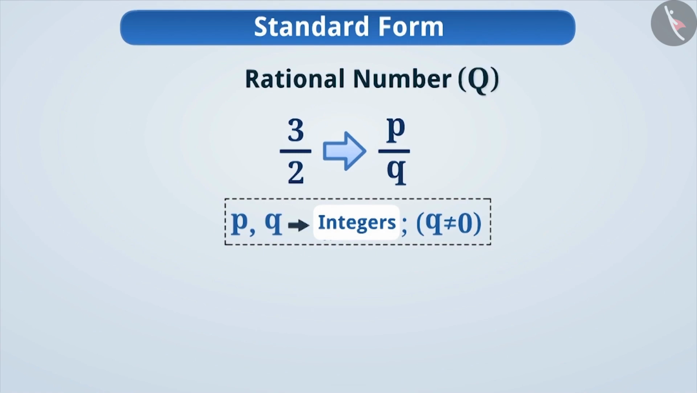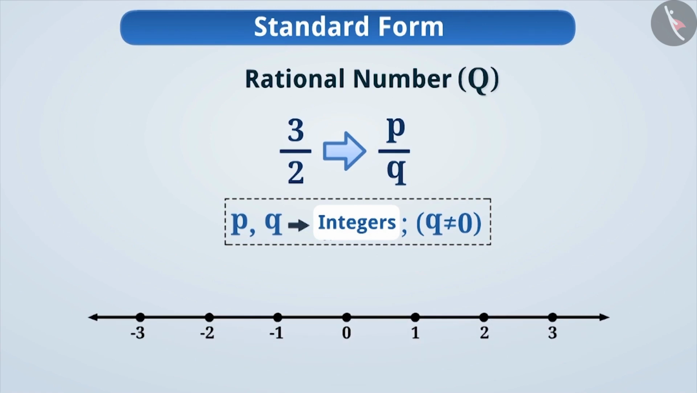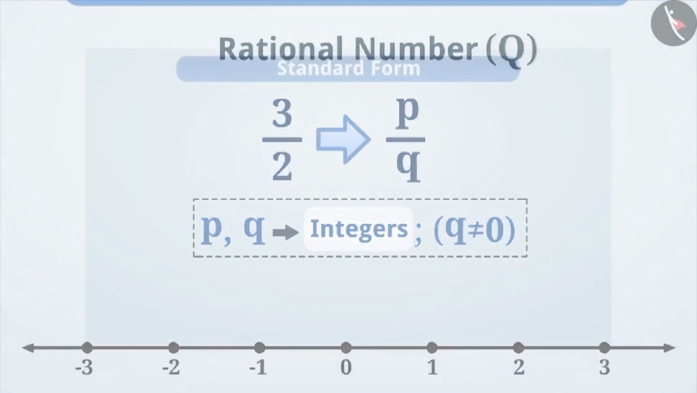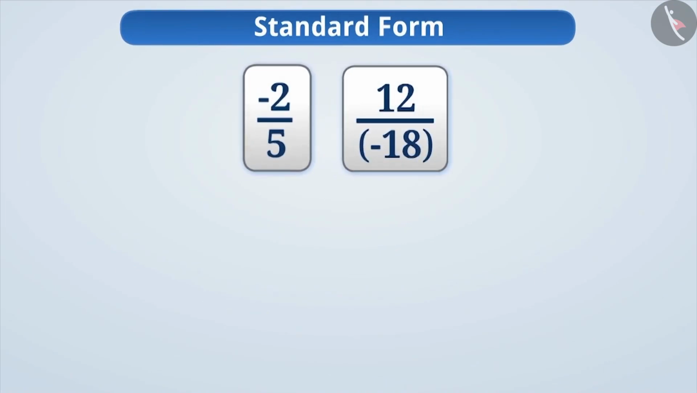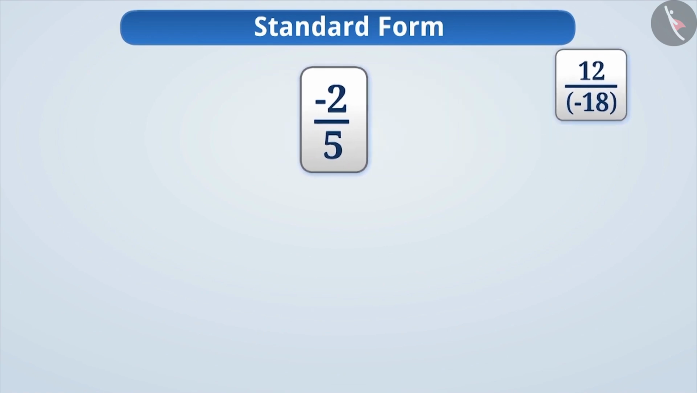In this video, we will take the understanding of rational numbers further by understanding how to get the standard form of rational numbers and how to represent them on the number line. So let's first understand how to get the standard form of rational numbers. There are two rational numbers here. One is minus 2 by 5 and the other is 12 by minus 18.